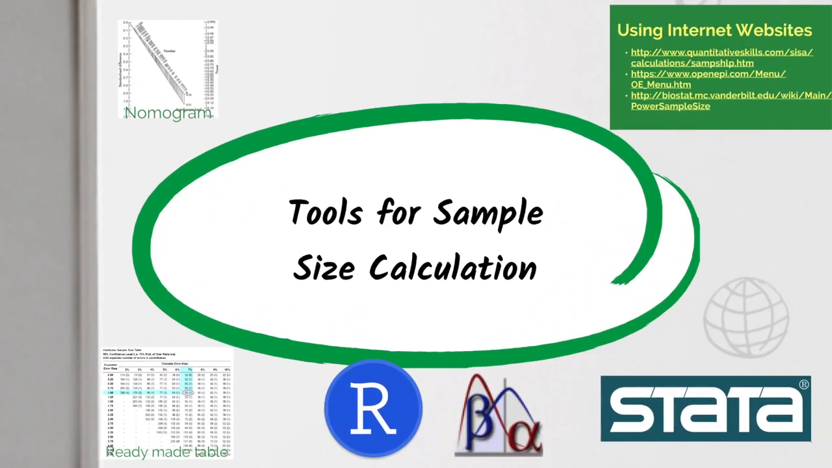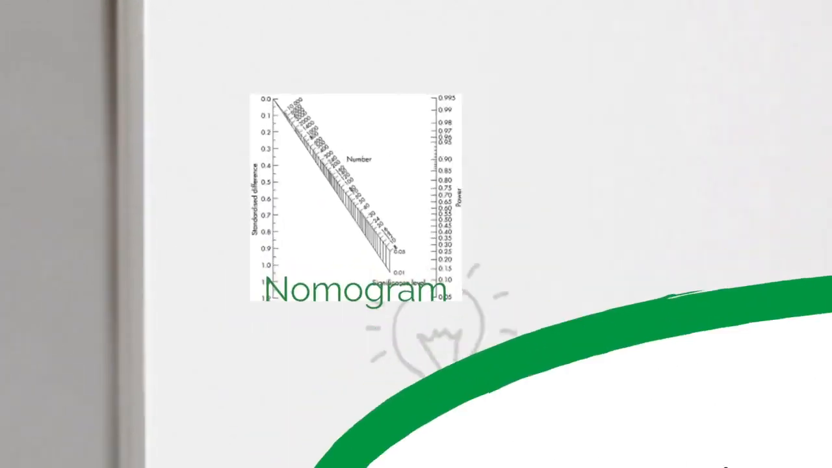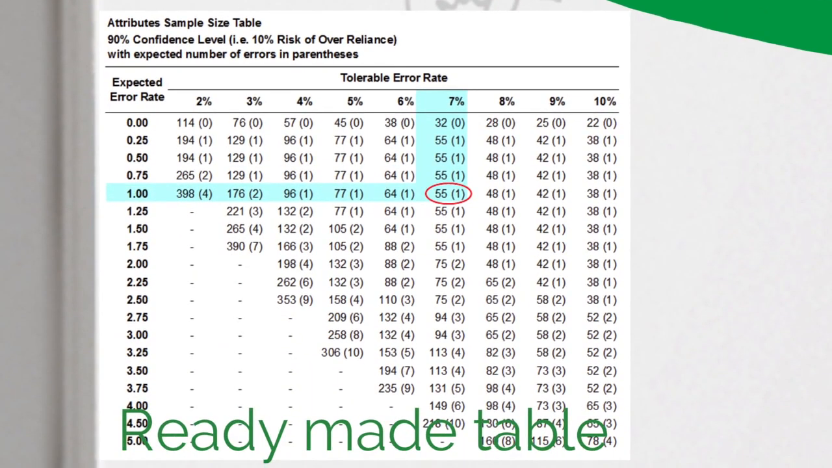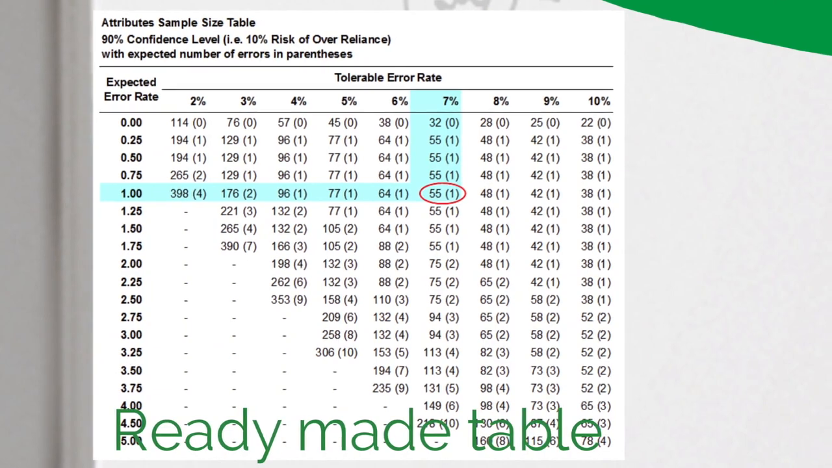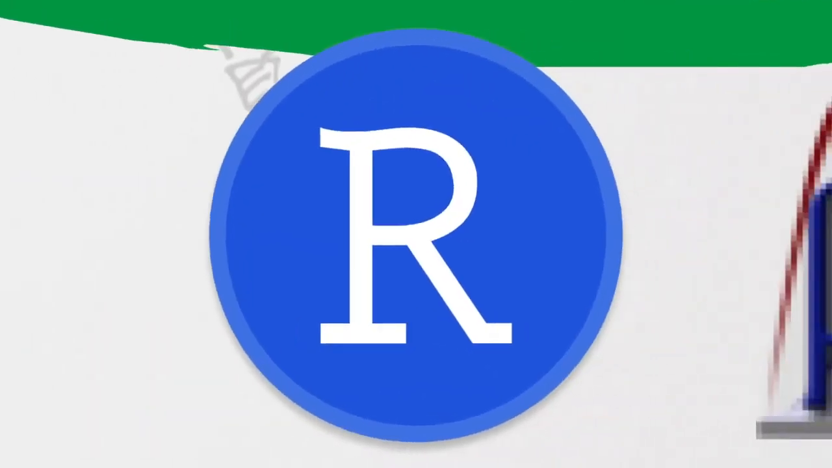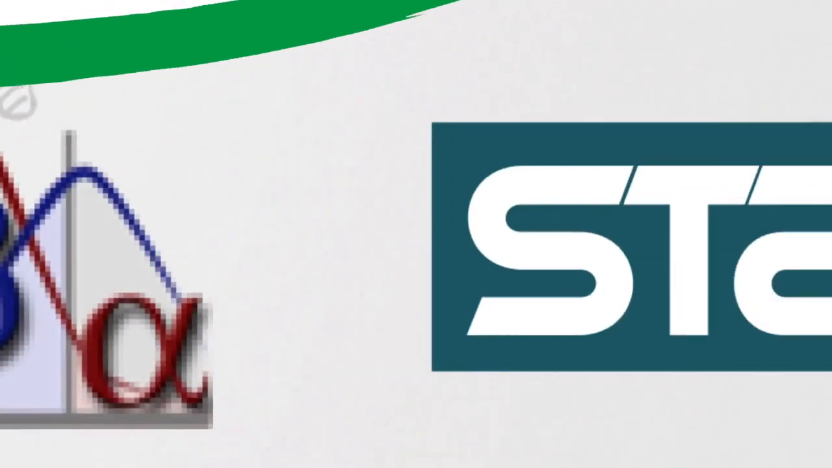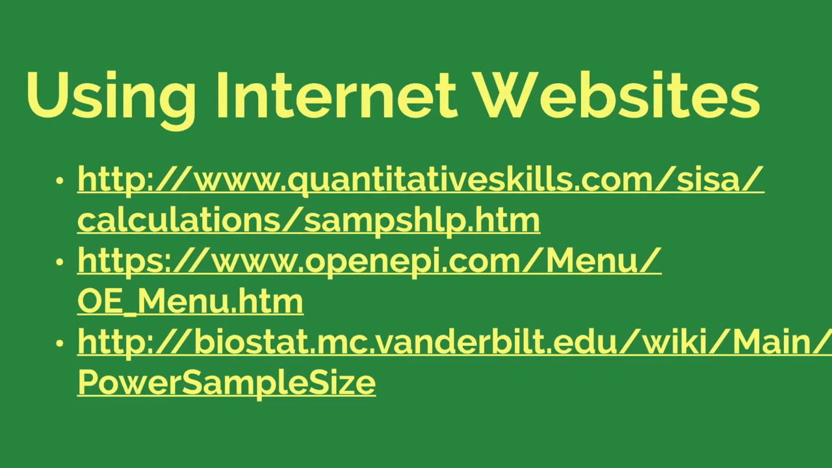Now, it's time for tools used in sample size calculation. There are several tools for sample size calculation. First one is nomogram. Next is ready-made table. You can use R programming for sample size calculation, GPower for sample size calculation, and Stata for sample size calculation. And finally, you can use several internet websites for sample size calculation.